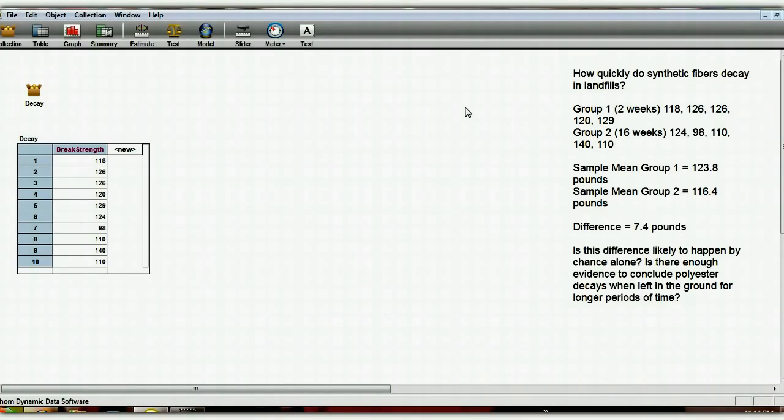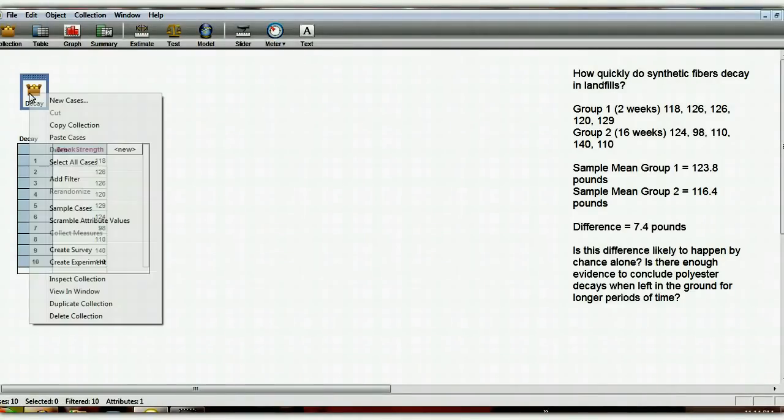So if time in the ground had no effect on breaking strength, then each of the 10 strips would have had the same breaking strength regardless of whether it was assigned to group 1 or group 2. So we are going to randomly select 5 of the 10 from this list and assign them to group 1, and the remaining 5 that are not selected will be assigned to group 2. So let's see how we can do that.